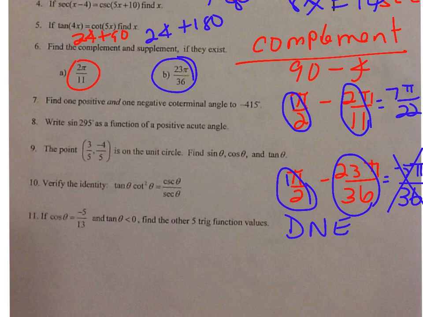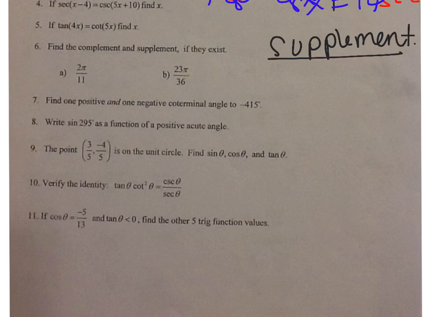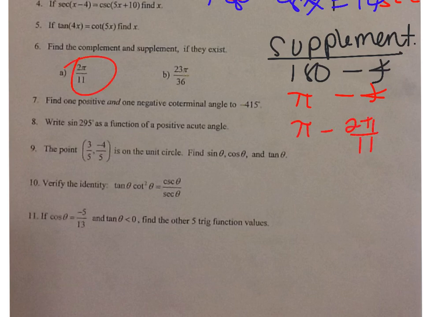All right, so let's do supplement. So supplement, the two angles that add up to be 180. So to find the supplement is going to be 180 minus your angle. So now remember, 180 in radians is pi. So it'll be pi minus your angle. So it'll be pi, let's do the first one, pi minus 2 pi over 11. So what number is in front of pi? 1. So it'll be 1 minus 2/11. So 1 minus 2/11 would be 9/11. 9 pi, sorry, over 11.